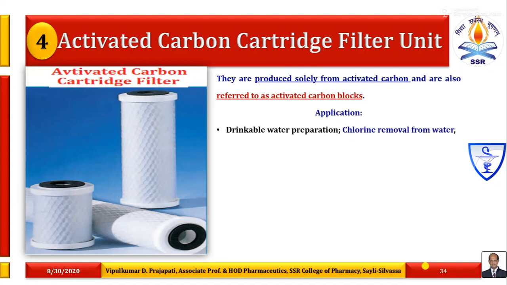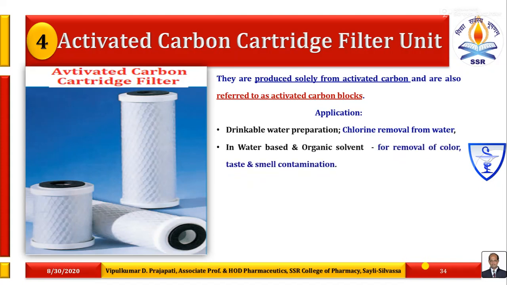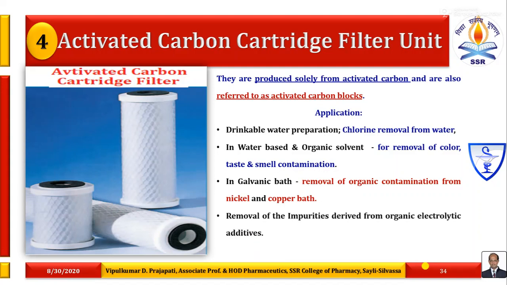Application of these types of filter unit: they are used for drinkable water preparation, chlorine removal from water, in water-based and organic solvent-based liquids for removal of color, taste, and smell contamination because of activated carbon. In galvanic bath, removal of organic contamination from nickel and copper bath. Removal of the impurities derived from organic electronic additives, and removal of chemical, that is volatile or non-volatile contaminants.